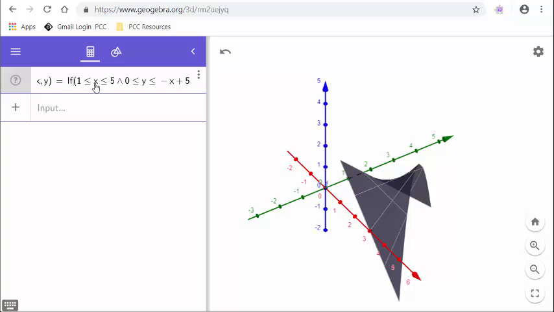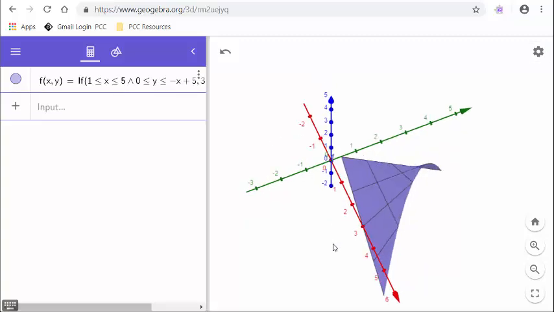So I'm doing an if statement. I want to keep my x values between 1 and 5. And to get this little caret symbol, you can probably do special symbols down here. You can also do a double ampersand, so shift 7, to get a second condition, and I want my y values between 0 and negative x plus 5, right? And then we put in the expression 3 plus x times y minus x minus 2y.